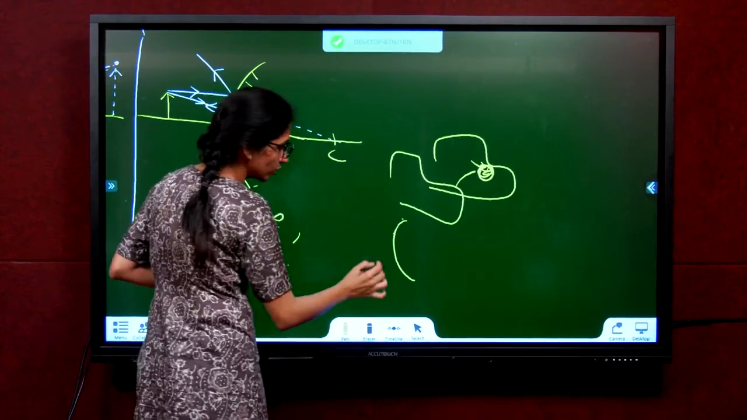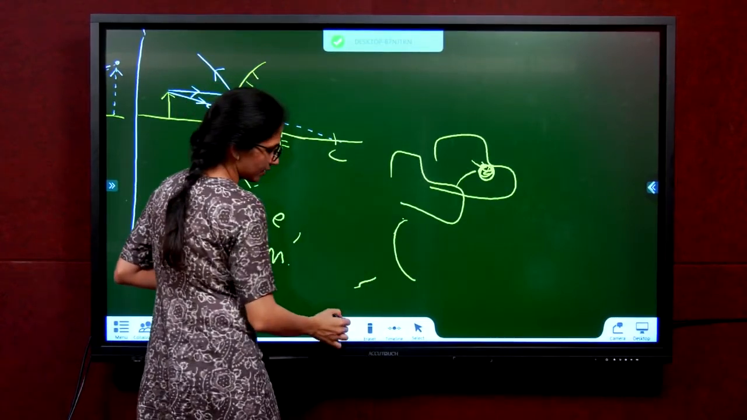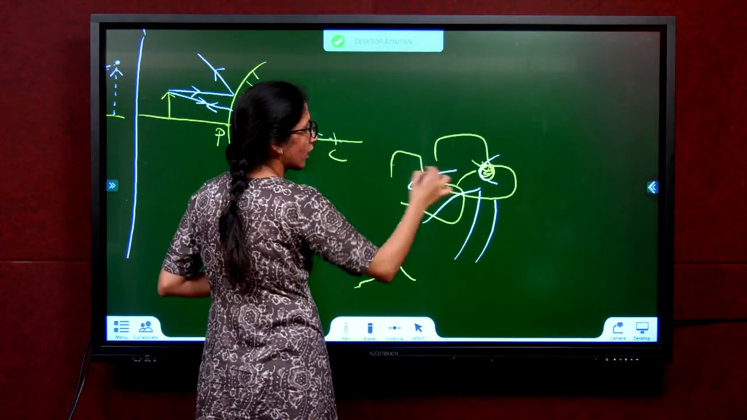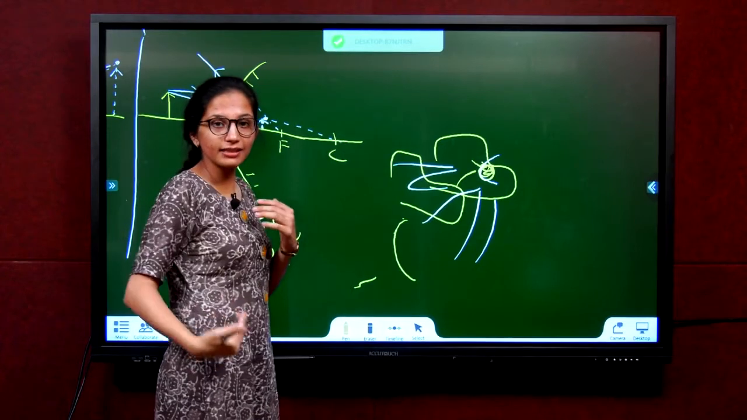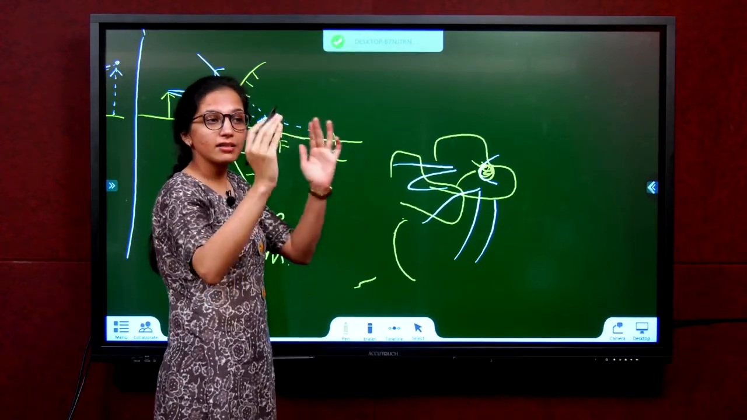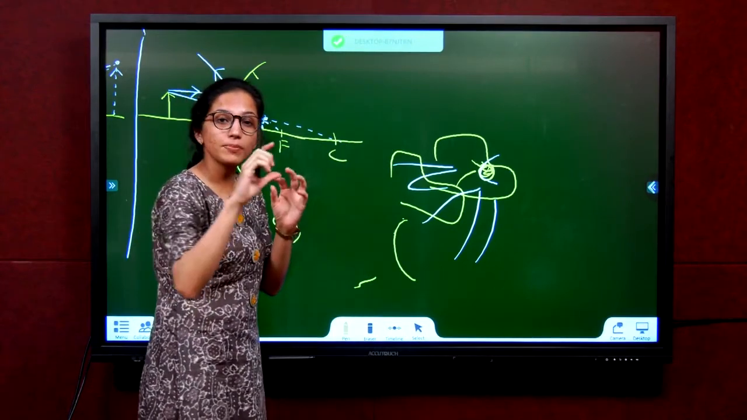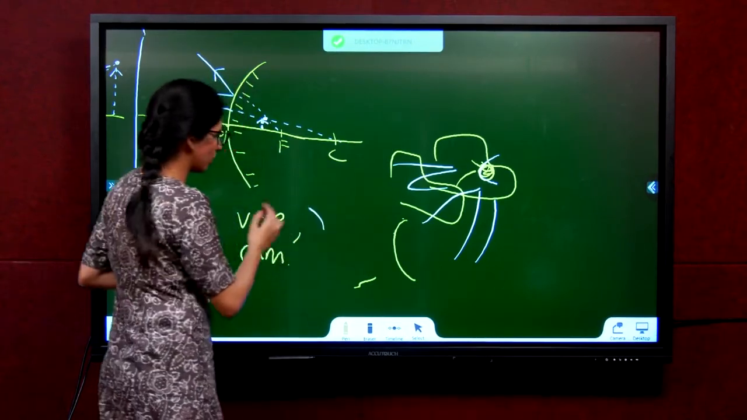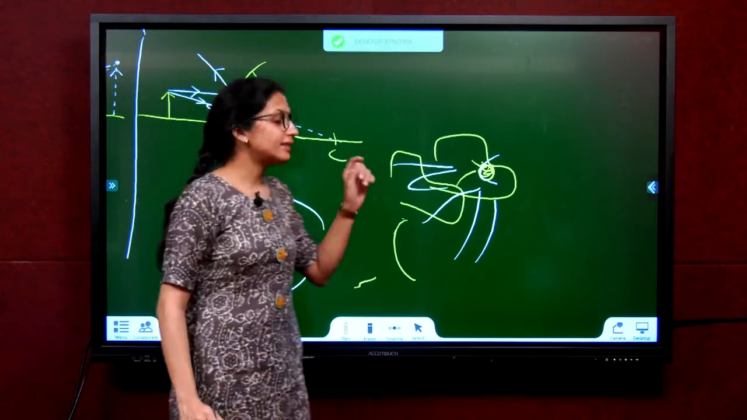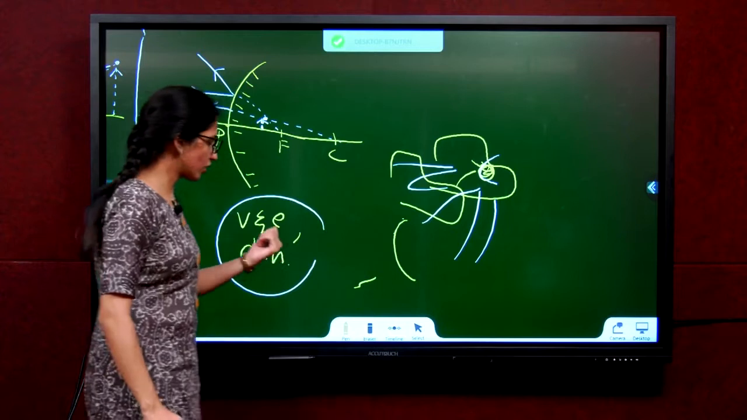So if this is the mirror, it will show you who is there everywhere, not just exactly behind you. It will show even a little of this side and that side. So it gives a larger field of view. It gives a larger field of view, and the objects appear smaller, and it's virtual and direct. Virtual, direct and diminished is only in a convex mirror. This is the reason.